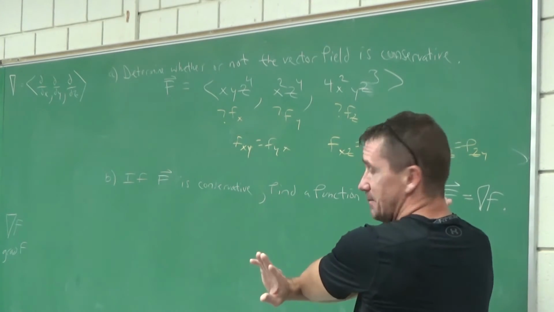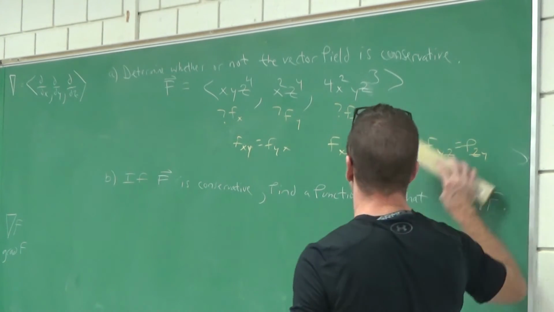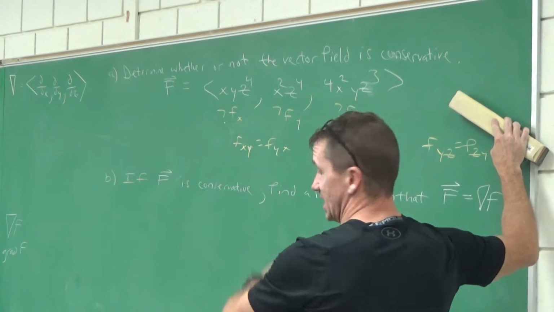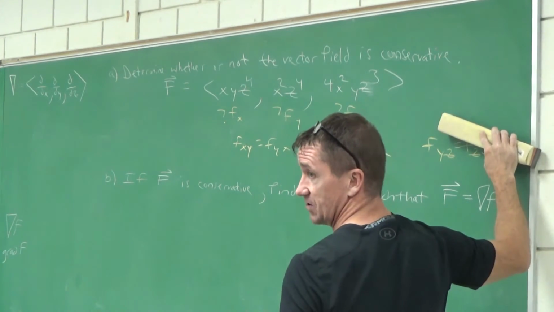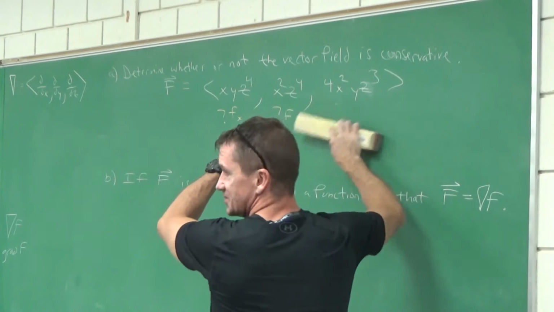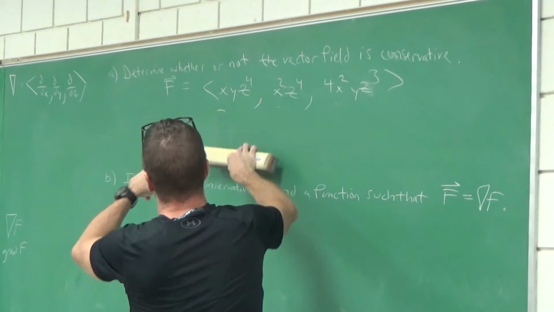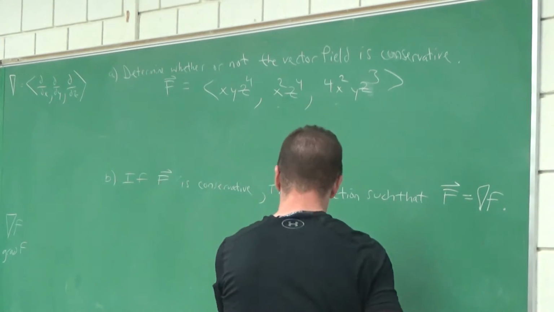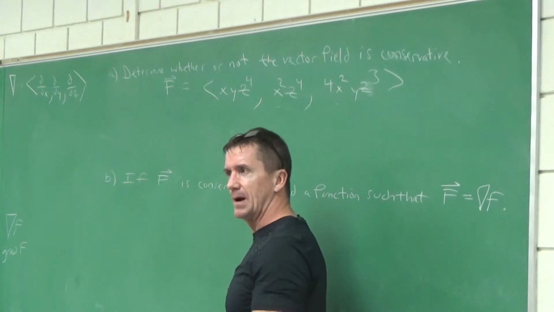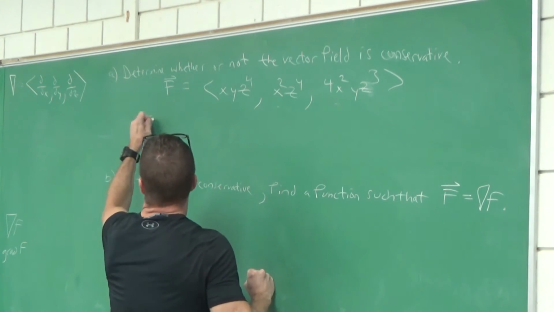Most students decide, I'm just going to do the curl of the vector field, and if it comes out to be 0, the answer is yes. If it doesn't come out to be the 0 vector, it's no. But I do have some students that really find this easier. I go, okay. I mean, if you really think about it, it's probably the same amount of work. All right, let's get to work.